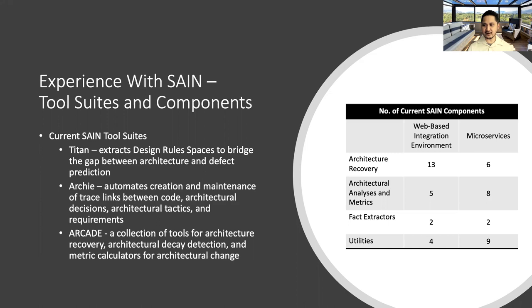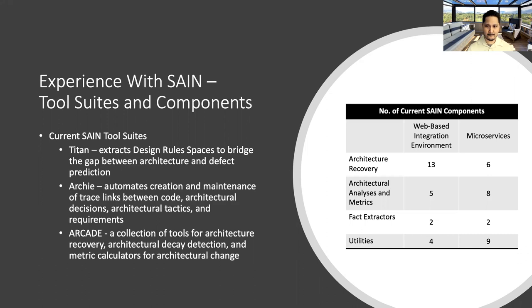architectural change. On the right, you can see the number of components currently in SAIN divided into components for architecture recovery, architectural analysis and metrics, fact extraction, and utilities. The types of components are further divided into whether they are used in the web-based integration environment that you just saw, or as microservices that can be downloaded and easily reused for new experiments.